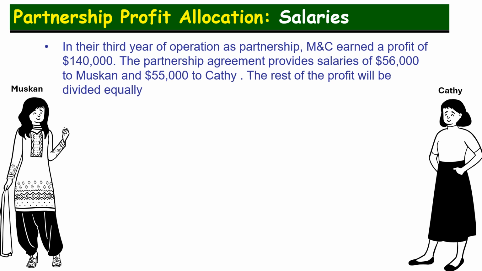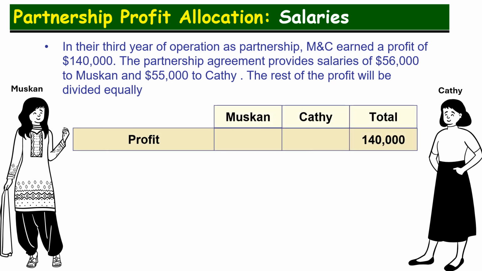So in their third year of operation as a partnership, MNC earned a profit of 140,000. The partnership agreement provides salaries of 56,000 to Muskan and 55,000 to Kathy. The rest of the profit will be divided equally in the ratio of 50-50. So the first step is to create the profit schedule. So here is the profit of 140,000. Now, according to the question, first the salaries will be provided to each of these partners.